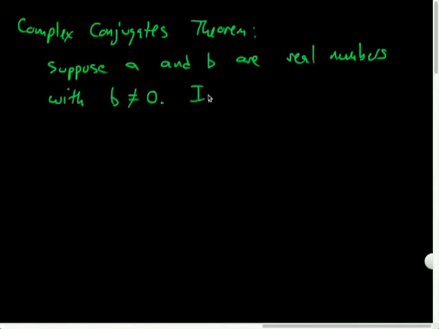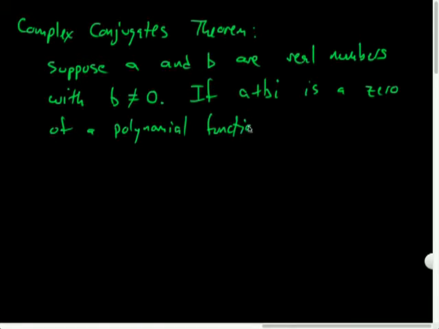Ready for this? If A plus BI is a 0 of a polynomial function, then, get ready for this. Let's see. The name of this is complex conjugates theorem. You might be able to predict this based on the name. Then A minus BI is also a zero of the function.